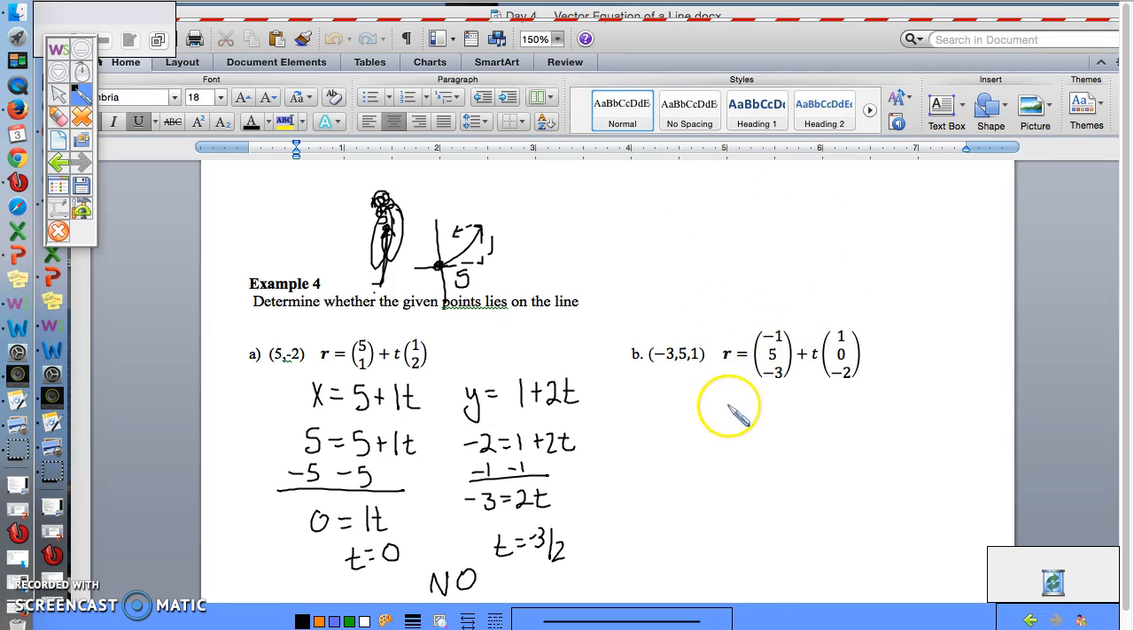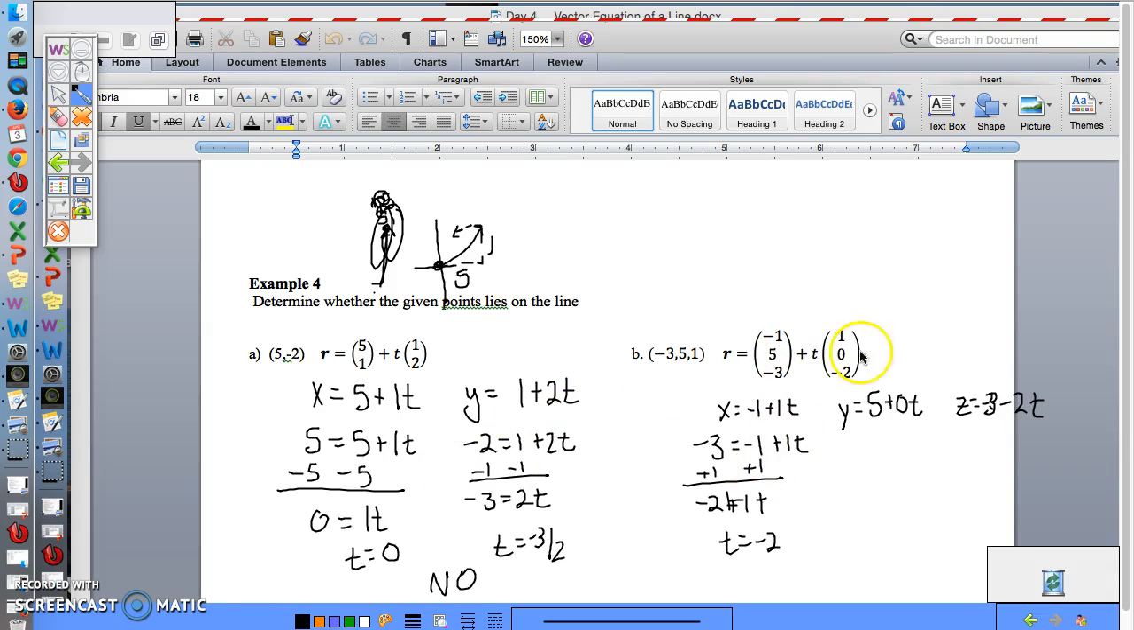Well, now in 3D, what do we have? We have our x is -1 plus 1t. Our y is 5 plus 0t. And our z would be -3 plus, that would be minus 2t. So let's see if this holds true. Here's our directional vector. Well, let's see, to get x of -3, -1 plus 1t, so t would be -2. So our directional vector, we'd have to move it backwards twice.